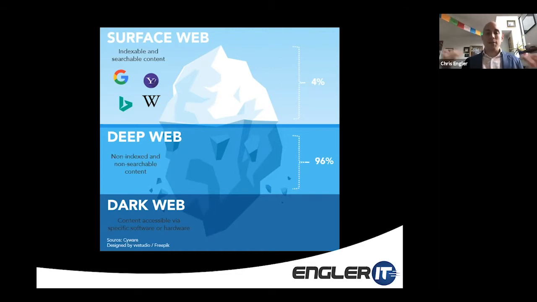And then even deeper than that is the dark web. The dark web is something that you need specialized hardware and software to access. And so there's a lot of anonymity built into the dark web. And so there's a lot of privacy, and then also it lends itself to a certain amount of criminal activity. And I'm sure everybody's heard about all the bad things that are happening on the dark web.